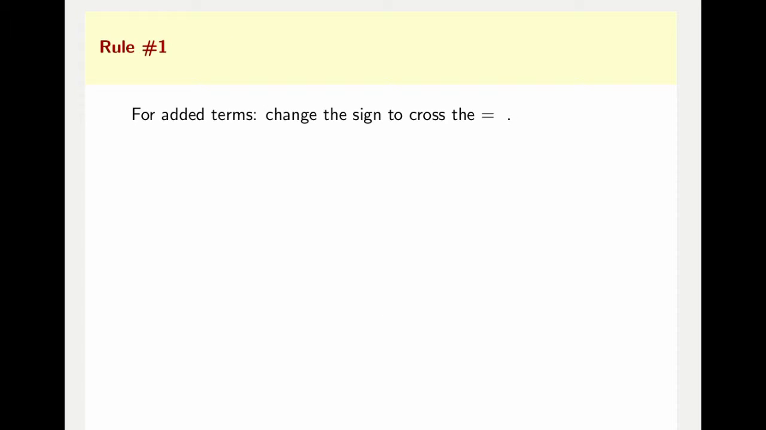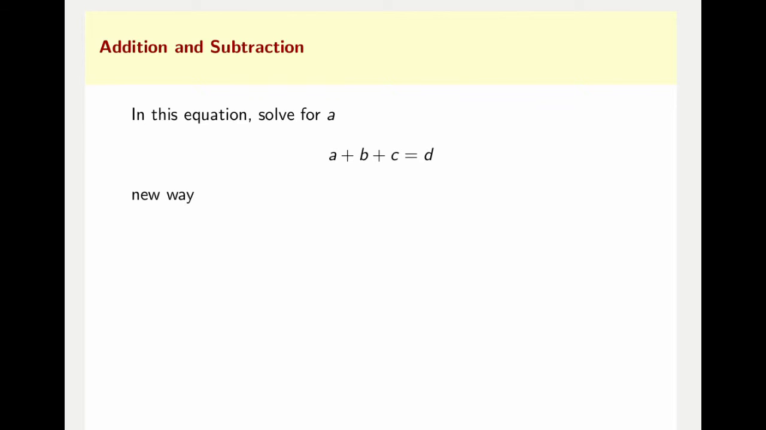So what if we just do it that way? Let's call this the new way. So I want to isolate a, so that means the b and the c terms, as they go across the equal sign, need to become negative. So if I just write a equals, I have the d I began with, minus b minus c, and I'm done. I have solved for a.